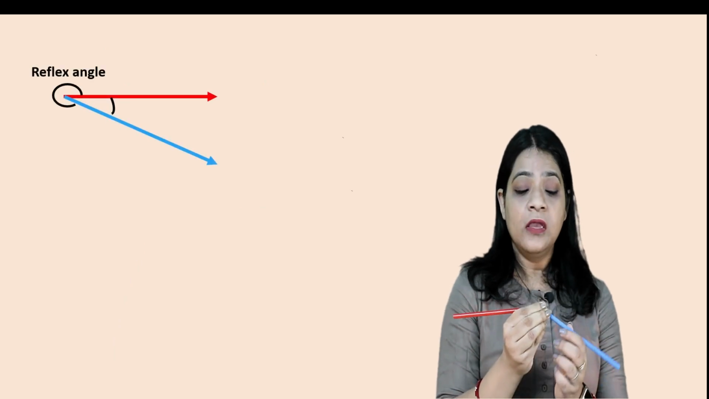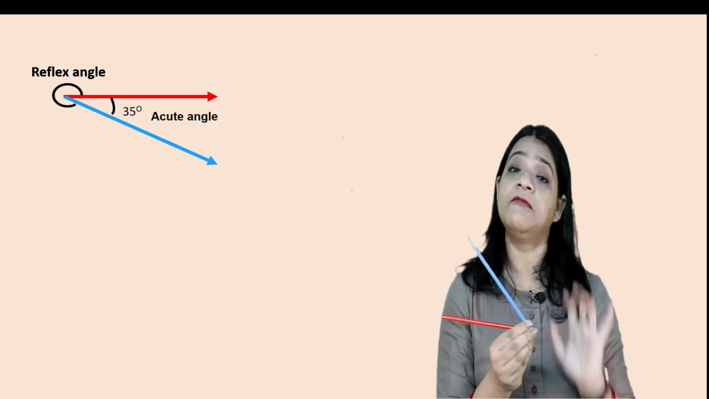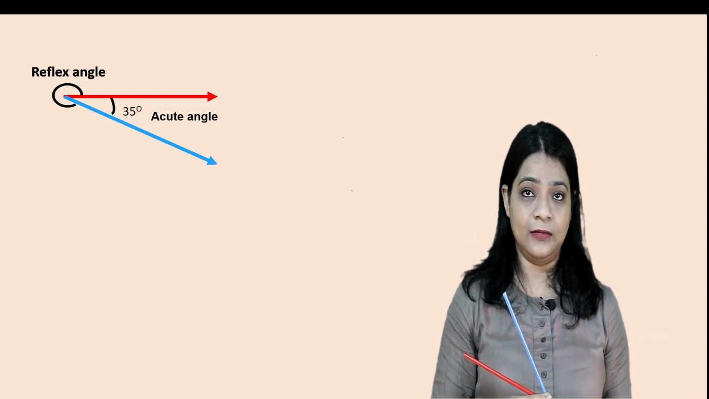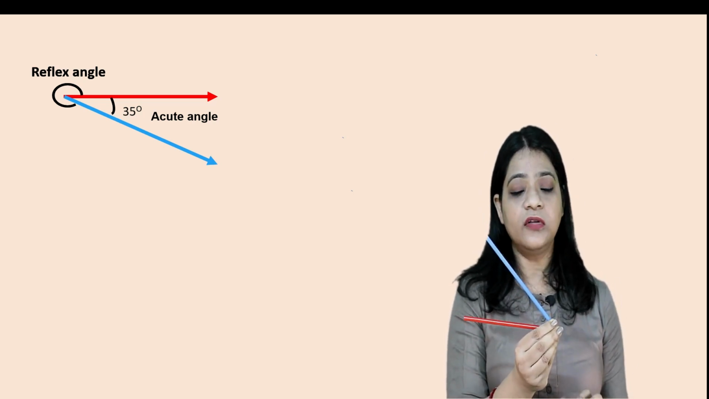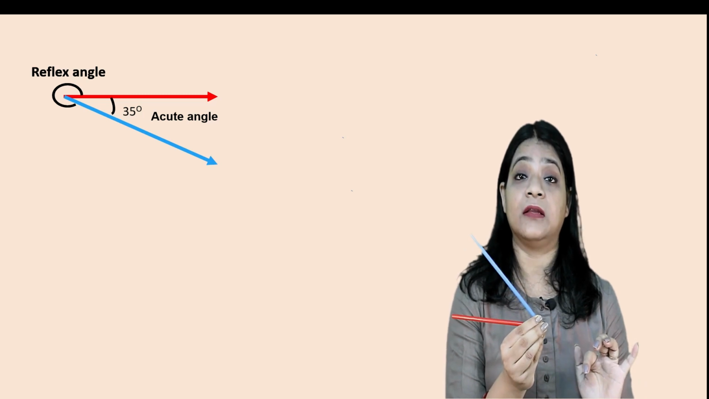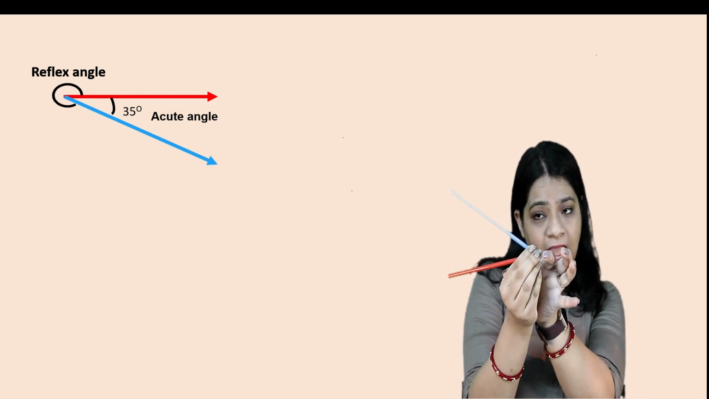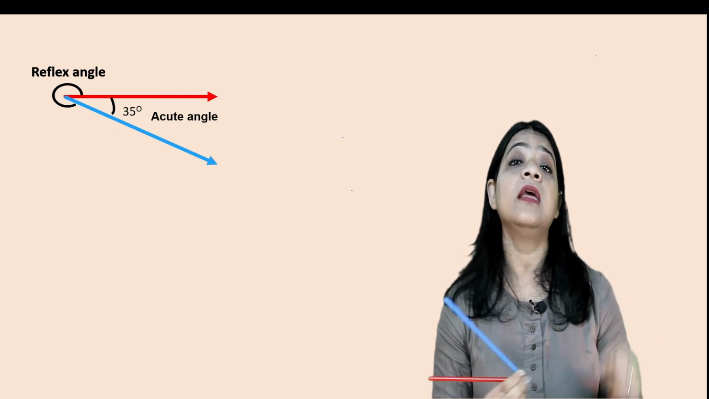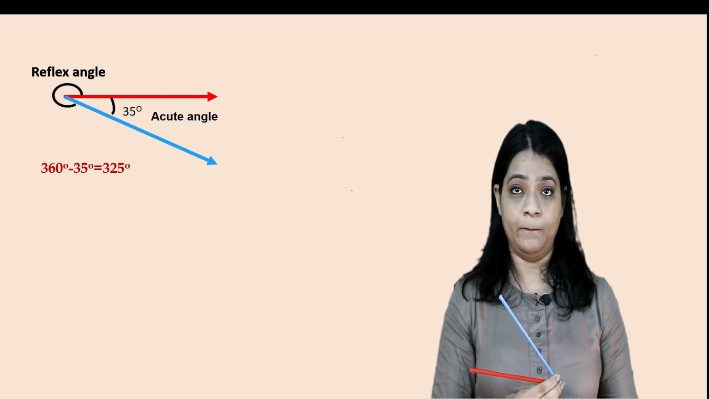Suppose you are given this angle measuring 35 degrees, and you are asked to calculate the reflex angle. You will say, ma'am, this is an acute angle. Yes, it's an acute angle, so this inner part is the acute angle, suppose it is 35 degrees. So what about the outside part? The outside part is also an angle, right? That is the reflex angle. So the measurement of the reflex angle will be 360 minus 35, that is 325 degrees.